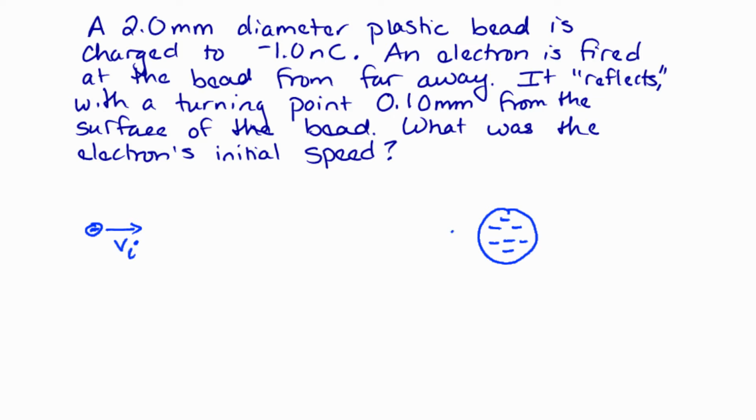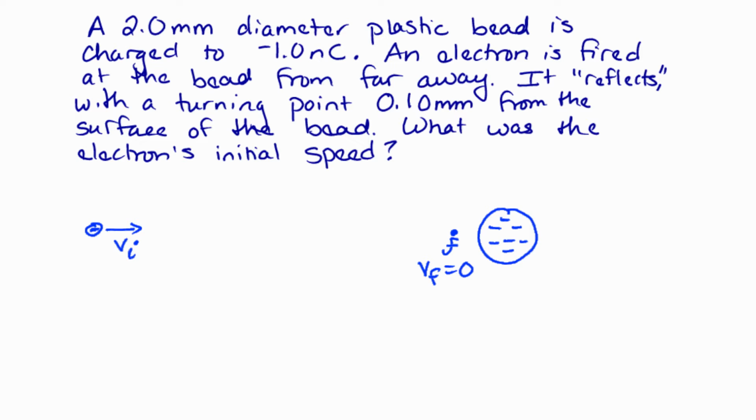This electron is going to get to a certain point, which we'll call F. At that point, it's going to turn around, or reflect, and move back the direction it was already going. So at this point, we know that the velocity would have to be 0.